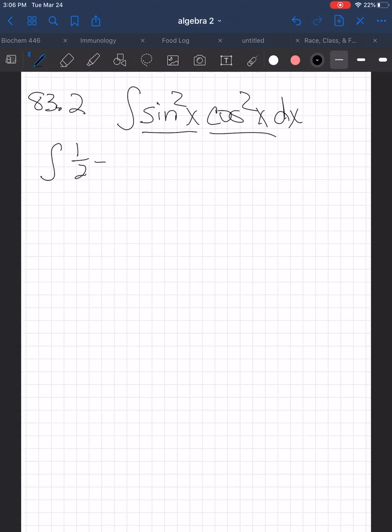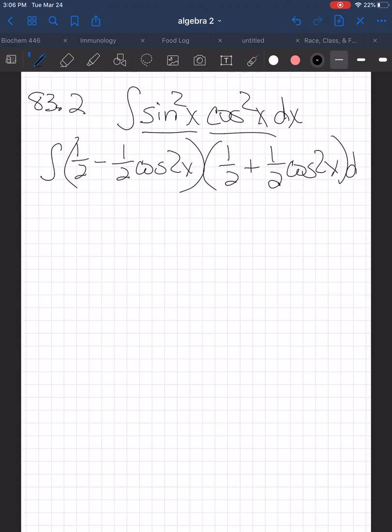83.2 is the integral of sine squared of x times cosine squared of x dx. So you probably can guess, we'll just substitute in for sine squared and for cosine squared. So this will be the integral of 1/2 minus 1/2 cosine of 2x times 1/2 plus 1/2 cosine of 2x dx. So we'll go ahead and use FOIL and multiply this out.